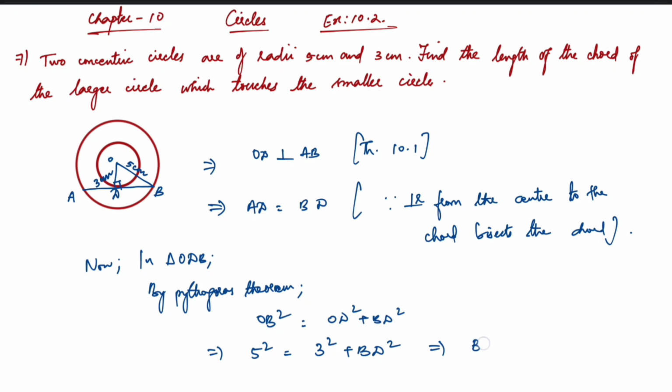which can be written as BD square is equal to 25 minus 9, which is equal to 16. Taking square root, we get BD is equal to root of 16, that is 4 cm.